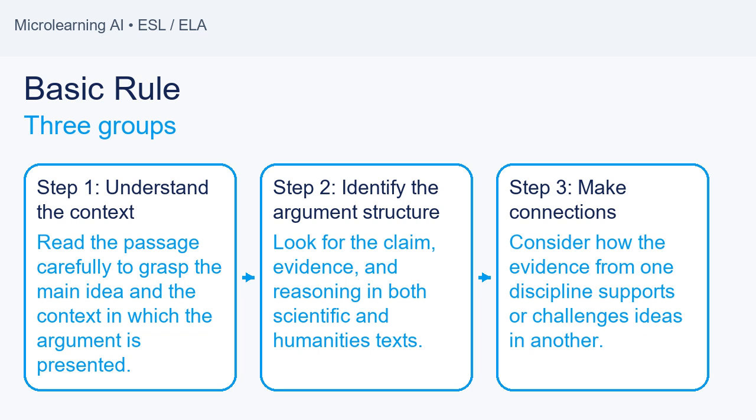Basic rule. Step 1. Understand the context. Read the passage carefully to grasp the main idea and the context in which the argument is presented. Step 2. Identify the argument structure. Look for the claim, evidence, and reasoning in both scientific and humanities texts.